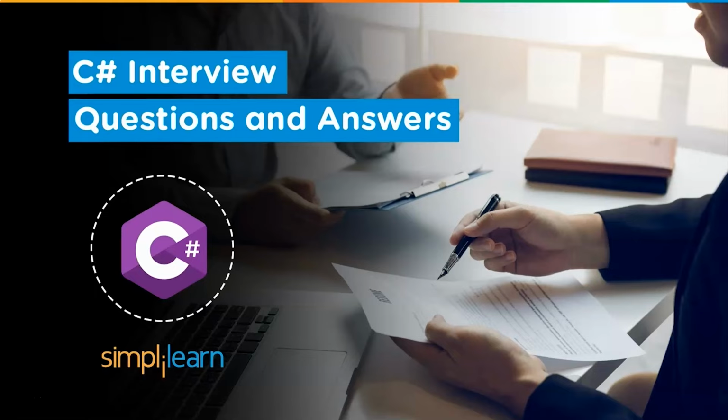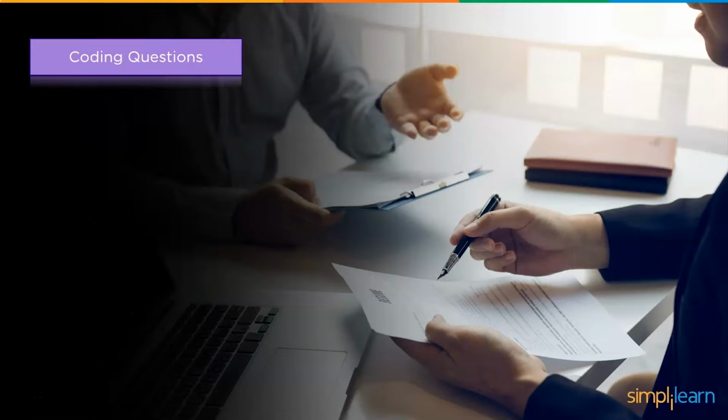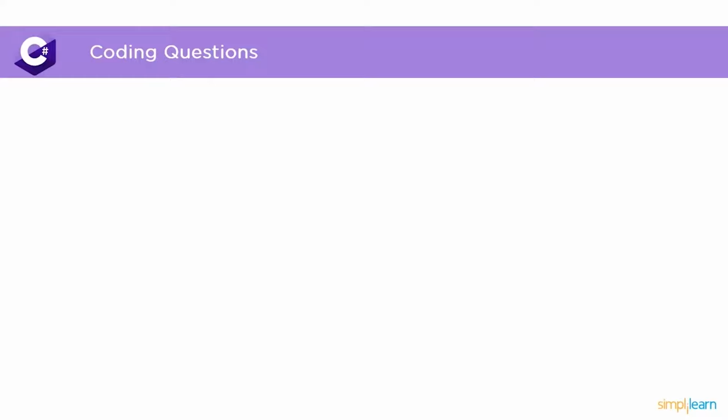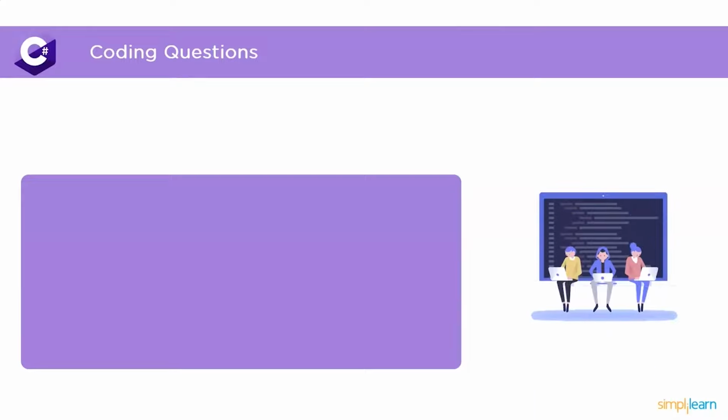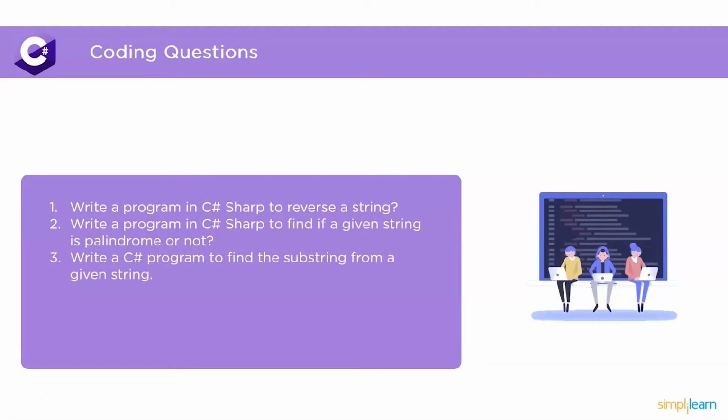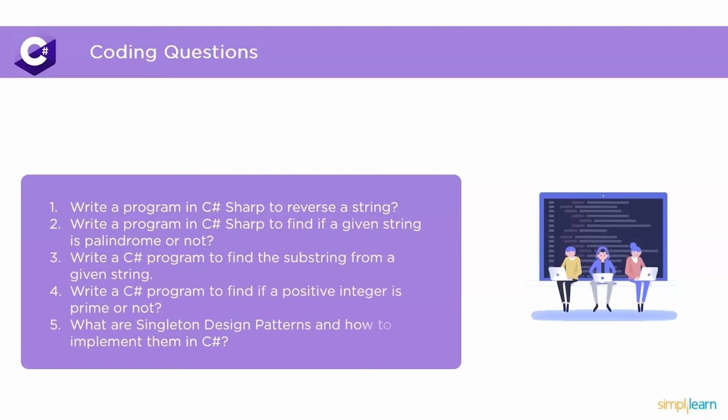Now before getting into any interview questions, I would like to reveal the first type of questions, that are the coding interview questions. It is obvious that in any technical interview, you will be asked to code some program or the other. So we have brought the most frequently asked top 5 coding based questions in C#, which are: write a program in C# to reverse a string, write a program in C# to find if a given string is a palindrome or not, write a C# program to find the substring from a given string, write a C# program to find if a positive integer is prime or not, and lastly, write a singleton design pattern and how to implement it in C#.